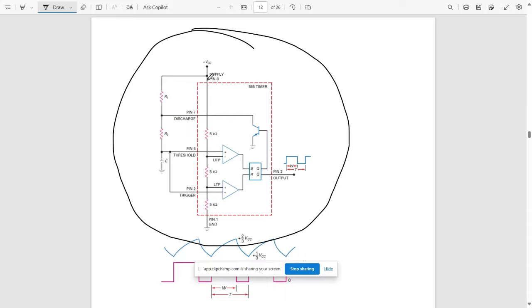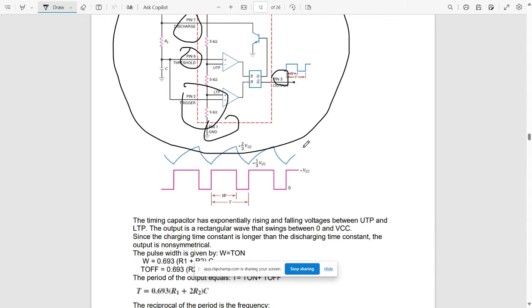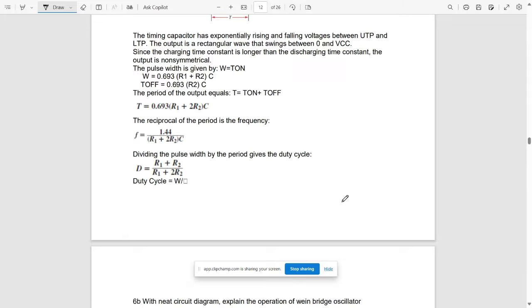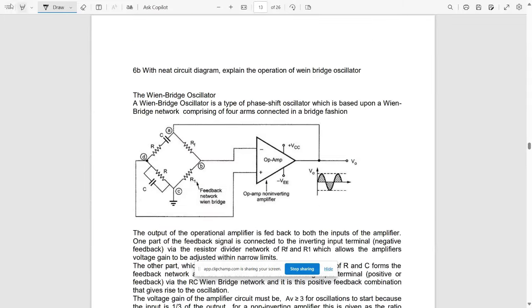Okay. So we have here all the pin numbers. You can mention that pin 1 is ground, pin 2 is trigger, pin 3 is output, and pin 4 is reset, I guess. Pin 6 is threshold, pin 7 is discharge, and pin 8 is supply voltage. So in this way we need to draw the internal structure as well, along with the necessary waveforms here. Okay, and also explain a few of the terms. Okay, so that's all.